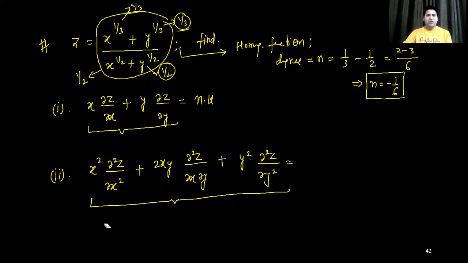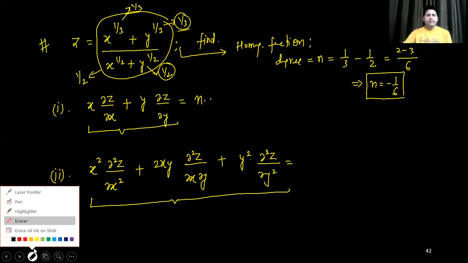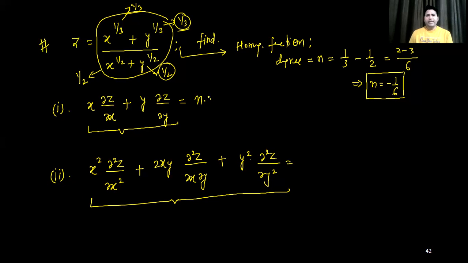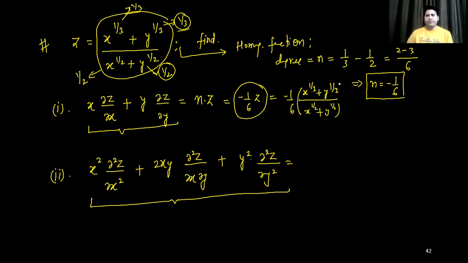It is not necessary that it is always z. It may be anything like z, w, u. According to that, I should write the result n times z. n is minus 1 upon 6, into z. So this is the answer of the first part. You can see we have solved this question in a fraction of the time. If I am writing it descriptively, 1 upon 6, put the value of z: x power 1 upon 3 plus y power 1 upon 3 over x power 1 upon 2 plus y power 1 upon 2. This is the result of the first part.